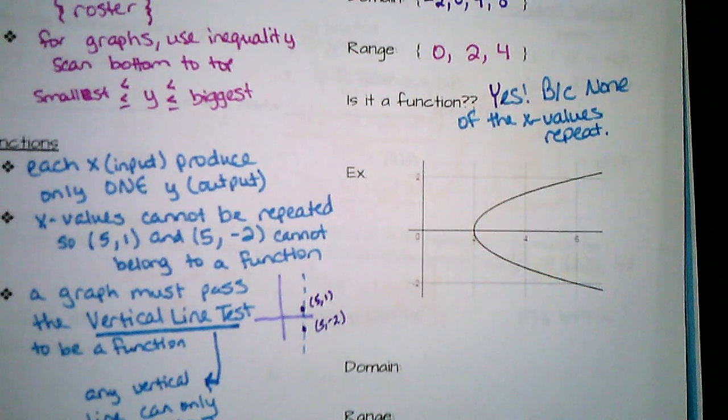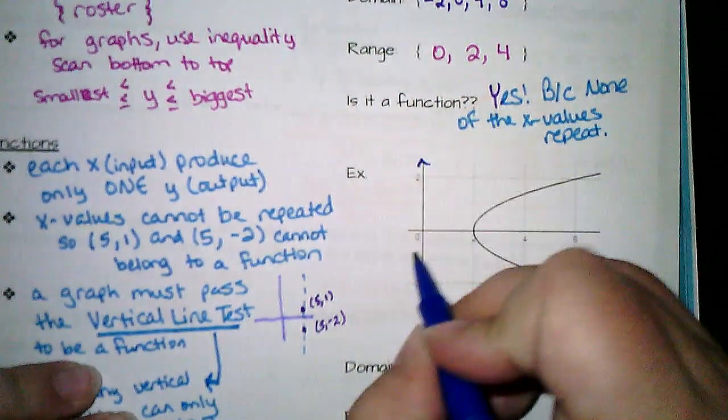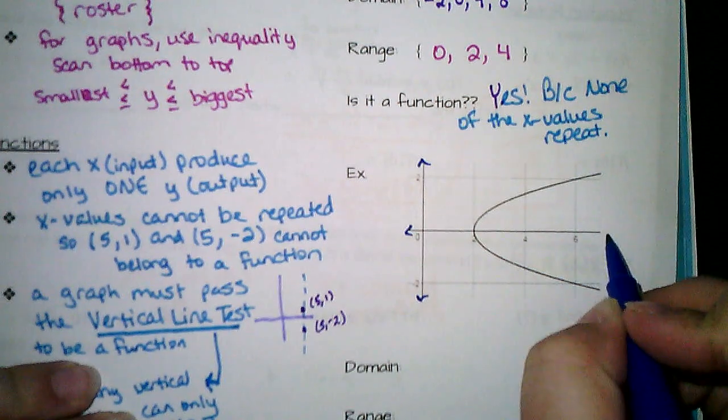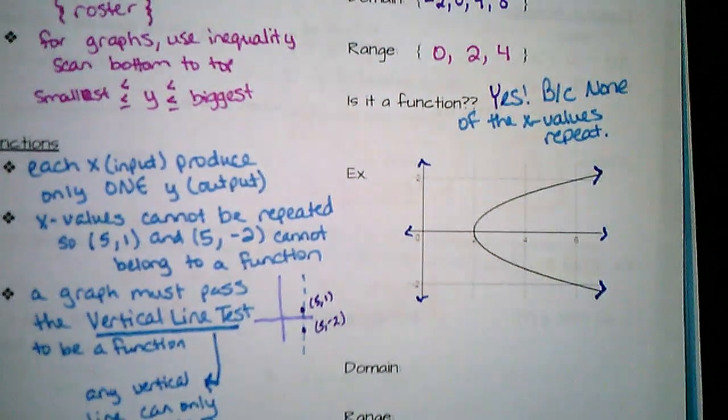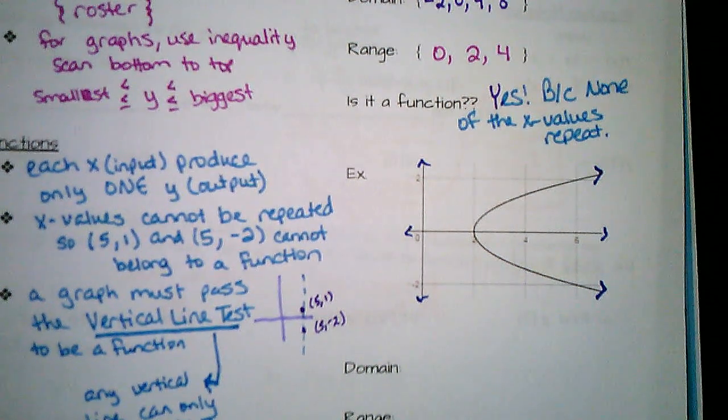All right, last one about domain, range, and whatnot. So again, we need to put some arrows on here. This is a coordinate plane, so it needs arrows. And this needs arrows because it continues on forever, but the clip that I got didn't have arrows on it.